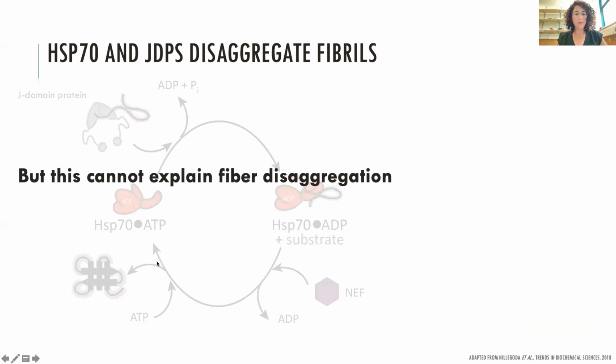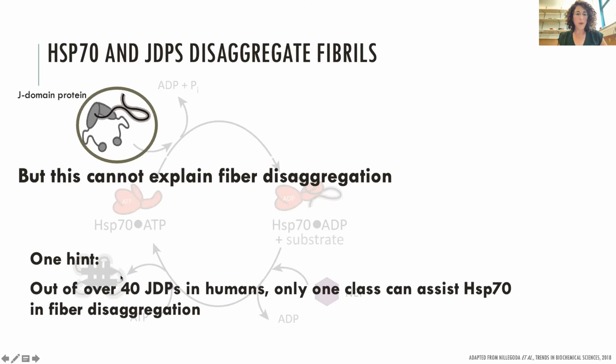But this can't really explain fiber disaggregation. We don't have this bind and release going on in fibers, and not this refolding either. And trying to decipher this mechanism of how fiber disaggregation works, we can see a hint: it's pretty established that only one class of J-domain proteins can assist HSP70 in fiber disaggregation.